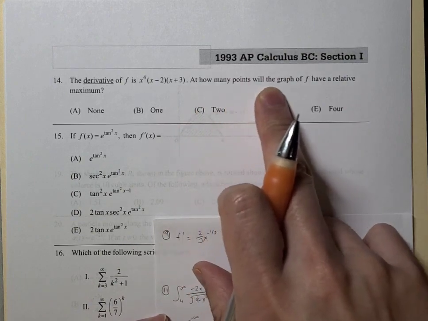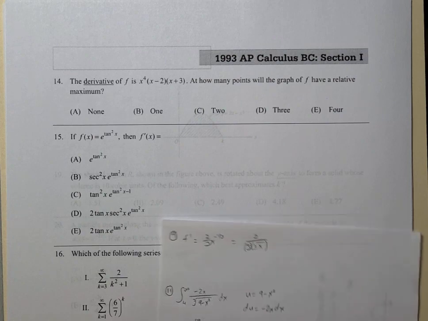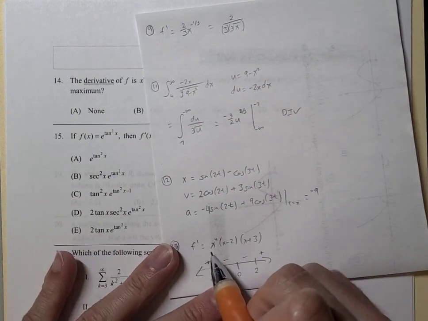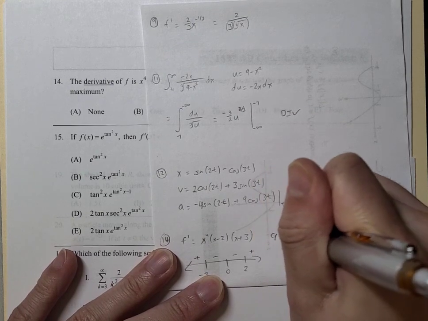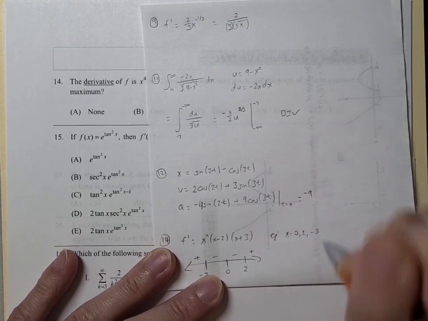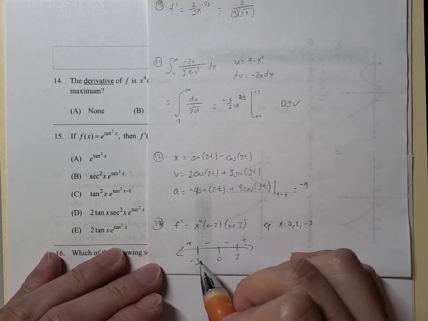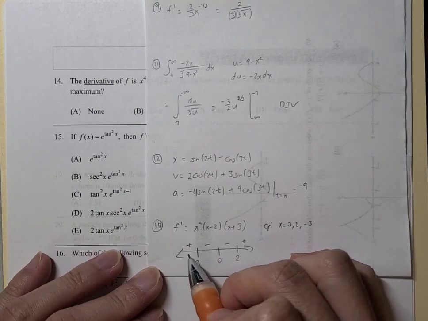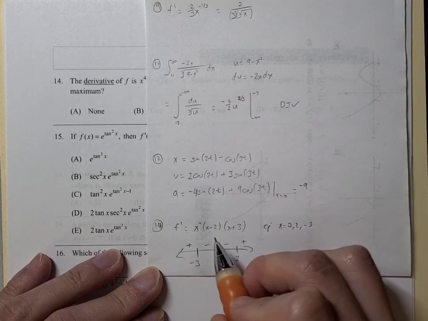At how many points will the graph of f have a relative max? So we want to do the first derivative test. This is the first derivative. That's what it told us. So our critical points are x is 0, 2, and negative 3. We do the first derivative test. We plug in some huge negative number, so that's somewhere in this interval. This x to the fourth is always positive, so we don't have to worry about that.